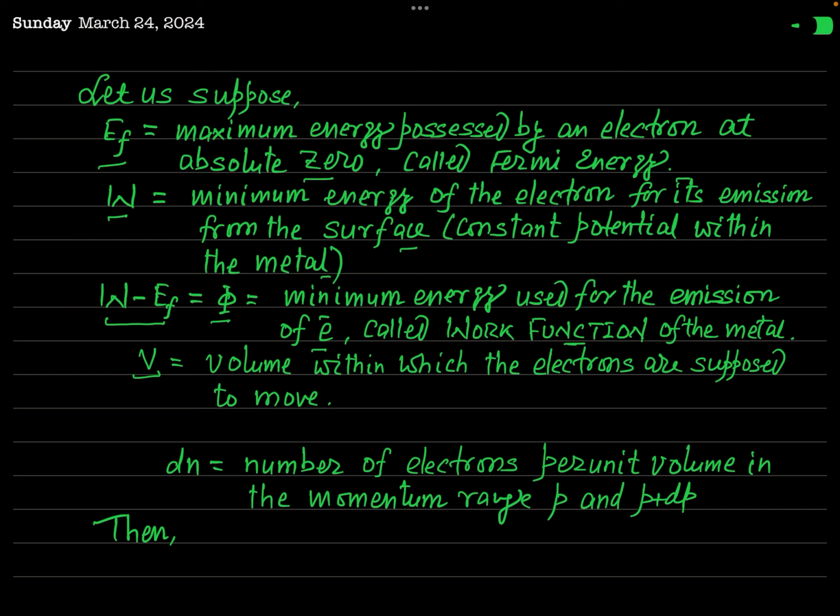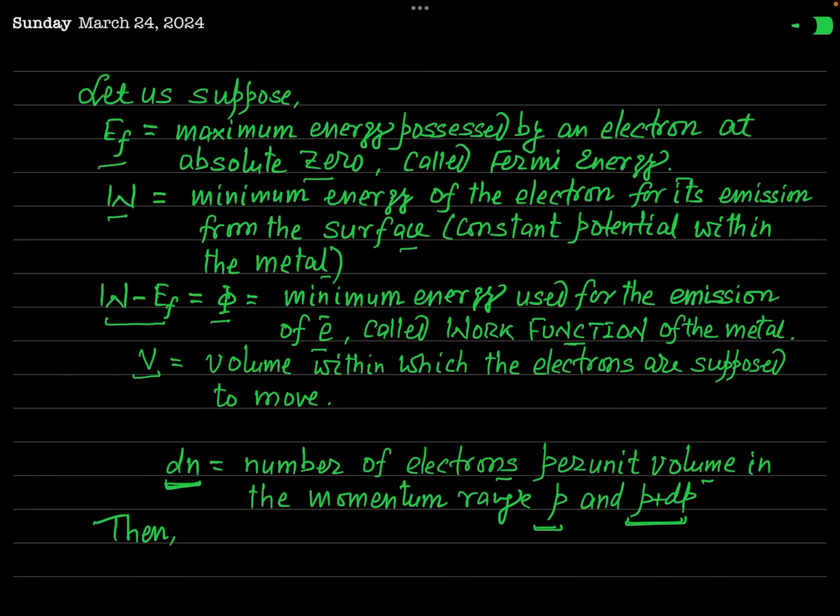Now we also consider that dN represents the number of electrons per unit volume in the momentum range P and P plus dP. It means in unit volume there are dN electrons, and these electrons have momentum between P and P plus dP. The value of dN is found by the use of Fermi-Dirac statistics. As I have told you, I have added those videos, which were premiered earlier, to this playlist. You can watch those videos on the calculation of density of states and Fermi energy, where you will get the idea of how this dN is calculated.